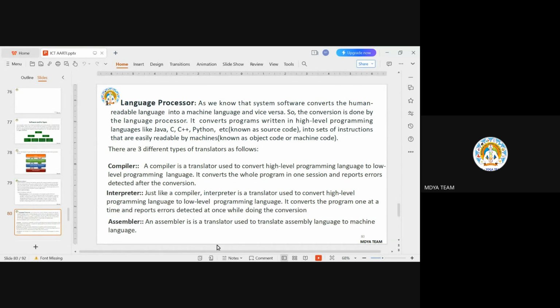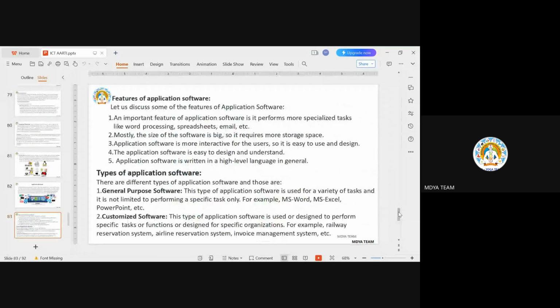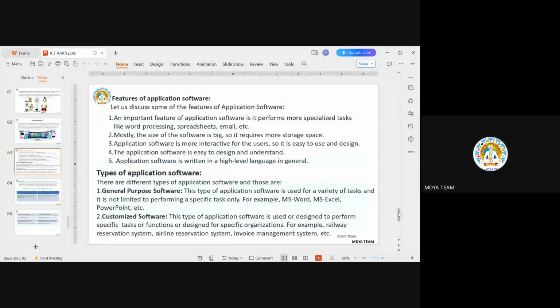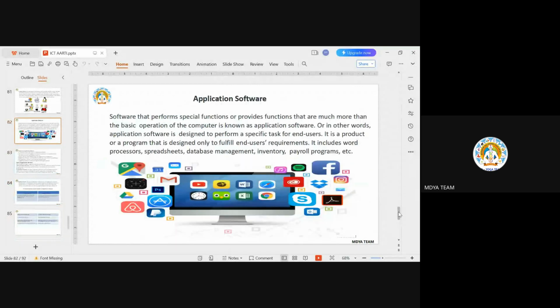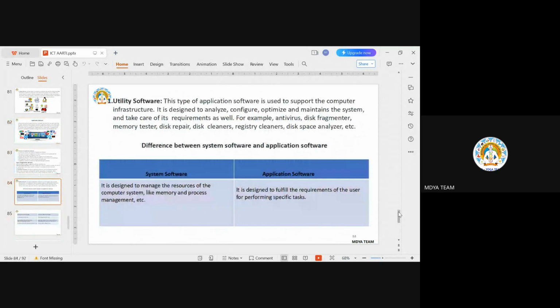Today we will discuss the working of the software, how the whole process happens in the computer. Application software we have completed now. Only the difference between system software and application software is left.